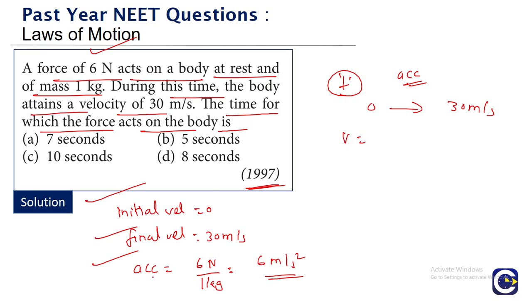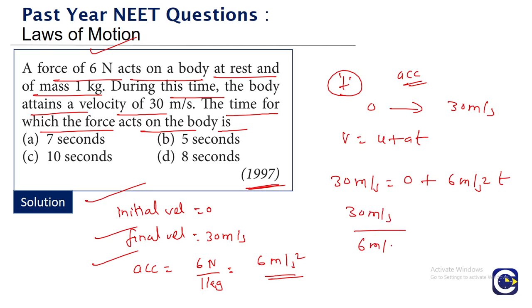Since it is a constant acceleration or uniform acceleration, we have the equation, right? V is equal to U plus AT. So V is 30 meter per second, equal to U is anyway 0, A is 6 meter per second square, into T, which means 30 meter per second divided by 6 meter per second square is equal to T. What is it? 6 fives are 30. What is the time for which the force must be acting on the body? It is 5 seconds, so that the velocity will be changing from 0 to 30 meter per second.